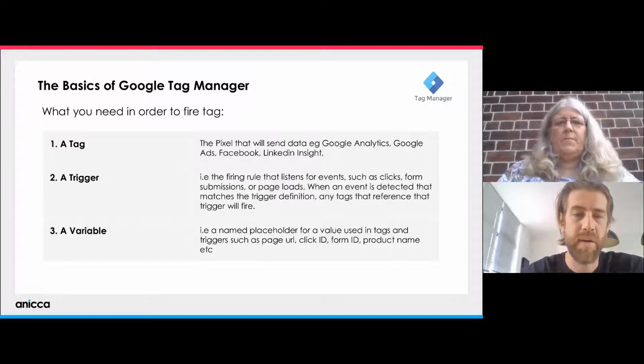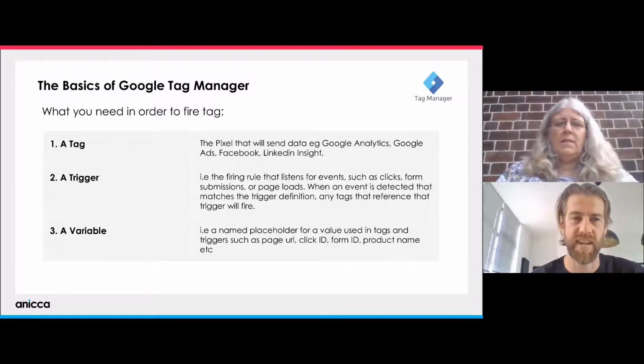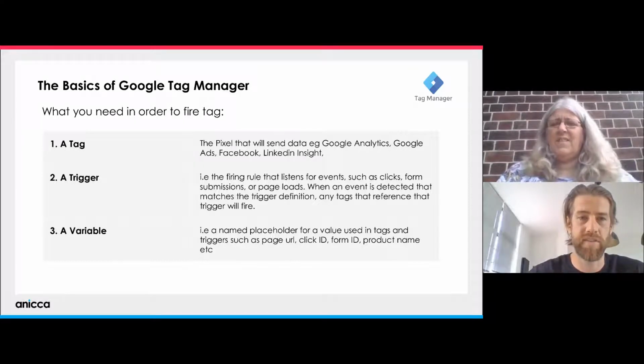And then we have things called variables, which you'll see are basically named placeholders for values used in tags. So this could be things like trigger names, page URLs, click IDs, form IDs. So it's the specific naming selectors, criteria that we all work with in both our tags and our triggers. So those 3 ingredients is Google Tag Manager broken down, and these are the 3 things we need in order to fire a conversion tag.